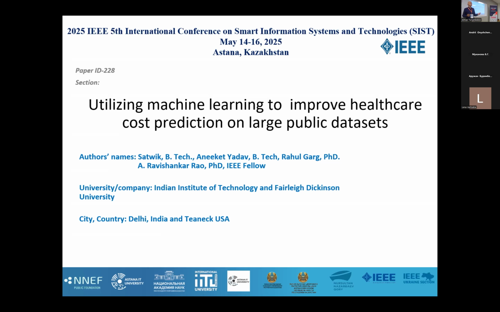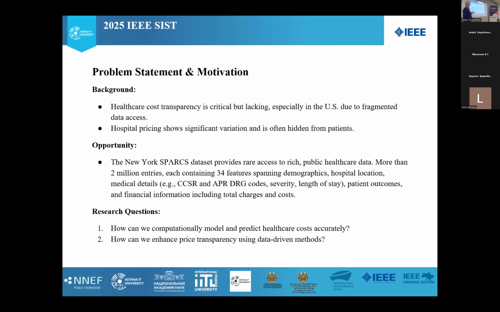Always a mystery. But today, in a world where we can find the price of everything, a taxi ride, a plane ticket, shopping, you can compare all the prices. This is one area where you cannot compare anything because not enough data is available. So my work is aimed at trying to address this problem. Healthcare cost transparency is critical.